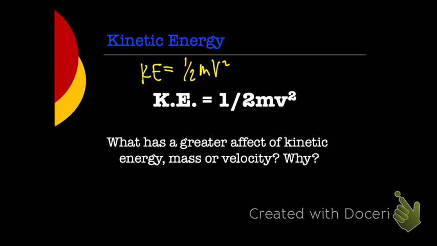Can you give me a reason as to why? I would agree that velocity affects it more. Why would you say that? Because it's the energy of motion. No, not necessarily. I'm talking about just the equation. Why does it affect it more? Because it's squared, right? My velocity is squared. So that number weighs more heavy on the amount of kinetic energy that's formed, okay?